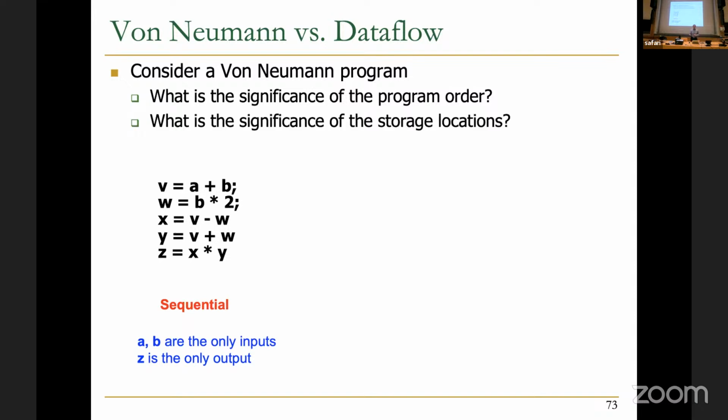What is the significance of the storage locations? I already said this, actually. Except for A, B, and Z, everything else is intermediate values. Everything else is used to communicate data between instructions. For example, V over here is used over here. W over here is used over here. X over here, Y over here, and all we care about is the end result, Z. So in a sense, the storage locations are actually values that are to be communicated between instructions.